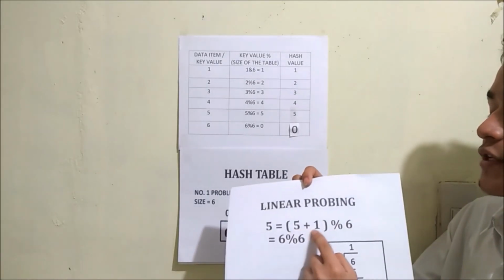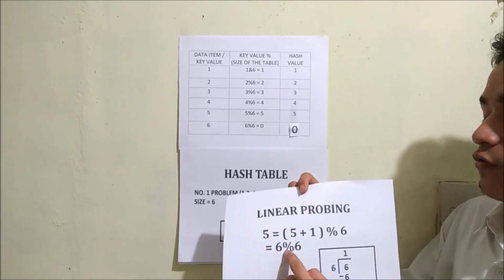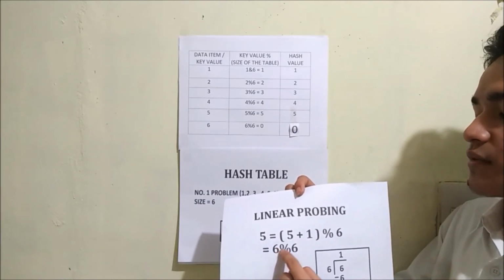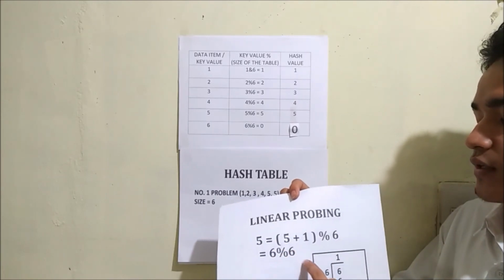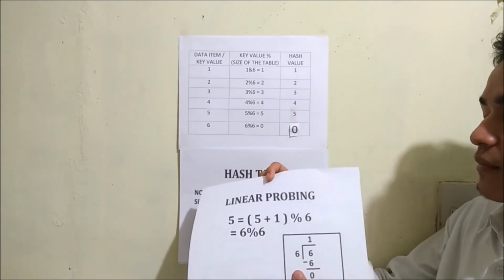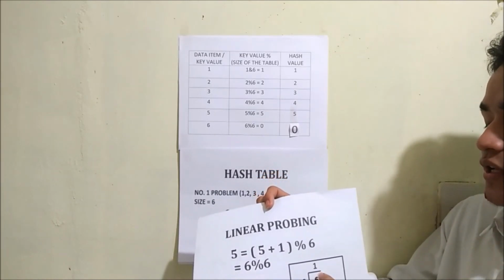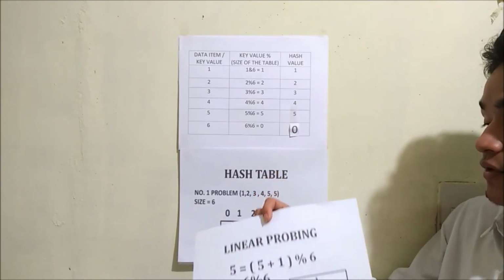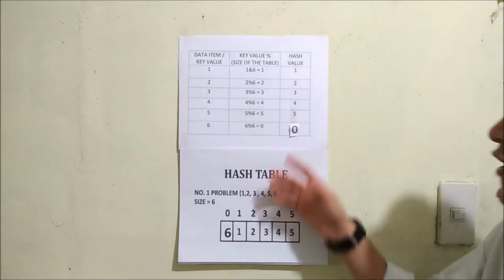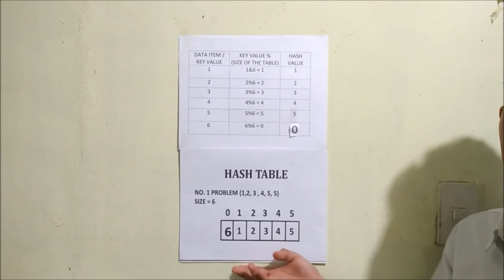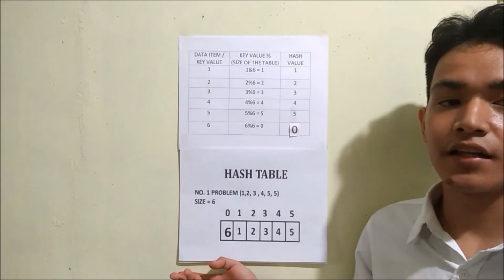So, 5 plus 1 is 6. So, bring down na lang natin siya. So, 6 modulus 6 equals to ganito. 6 divided by 6 equals to 1. 1 times 6 equals to 6. 6 minus 6 is equal to 0. So, ang magiging hash value na is 0. So, solve na natin yung problema natin. So, sana may matutunan kayo.